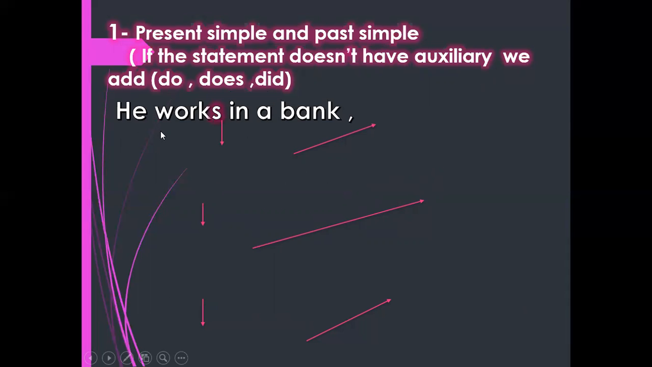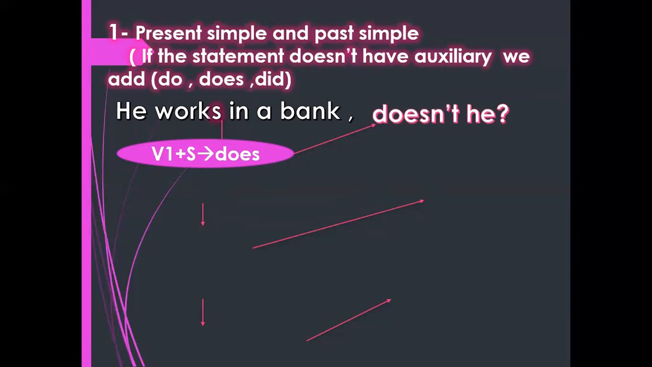Here in this sentence it is a simple present tense, so what must we use? If you have verb one plus s, you are going to use does. Okay, so if it is a singular present tense verb, you use does in the question tag. So the question tag will be doesn't he.